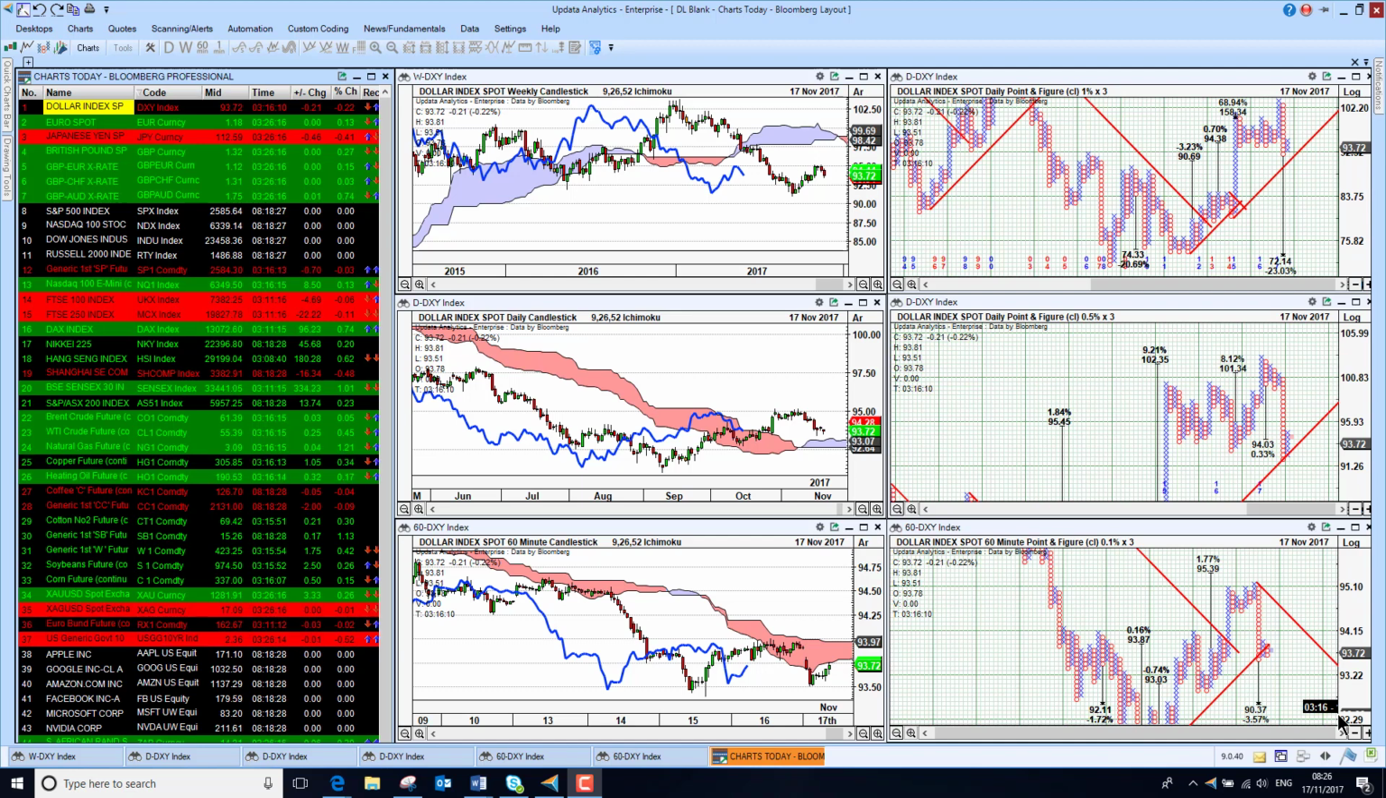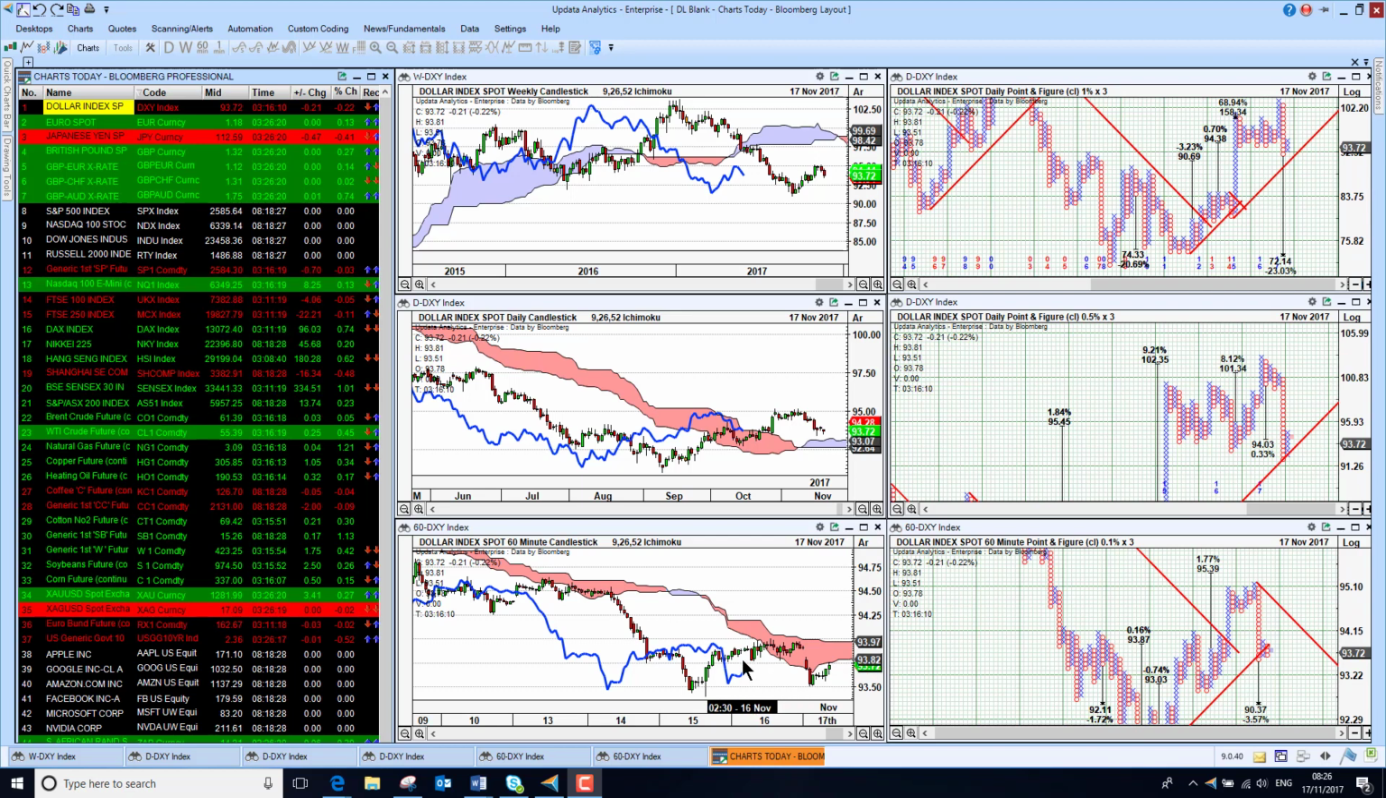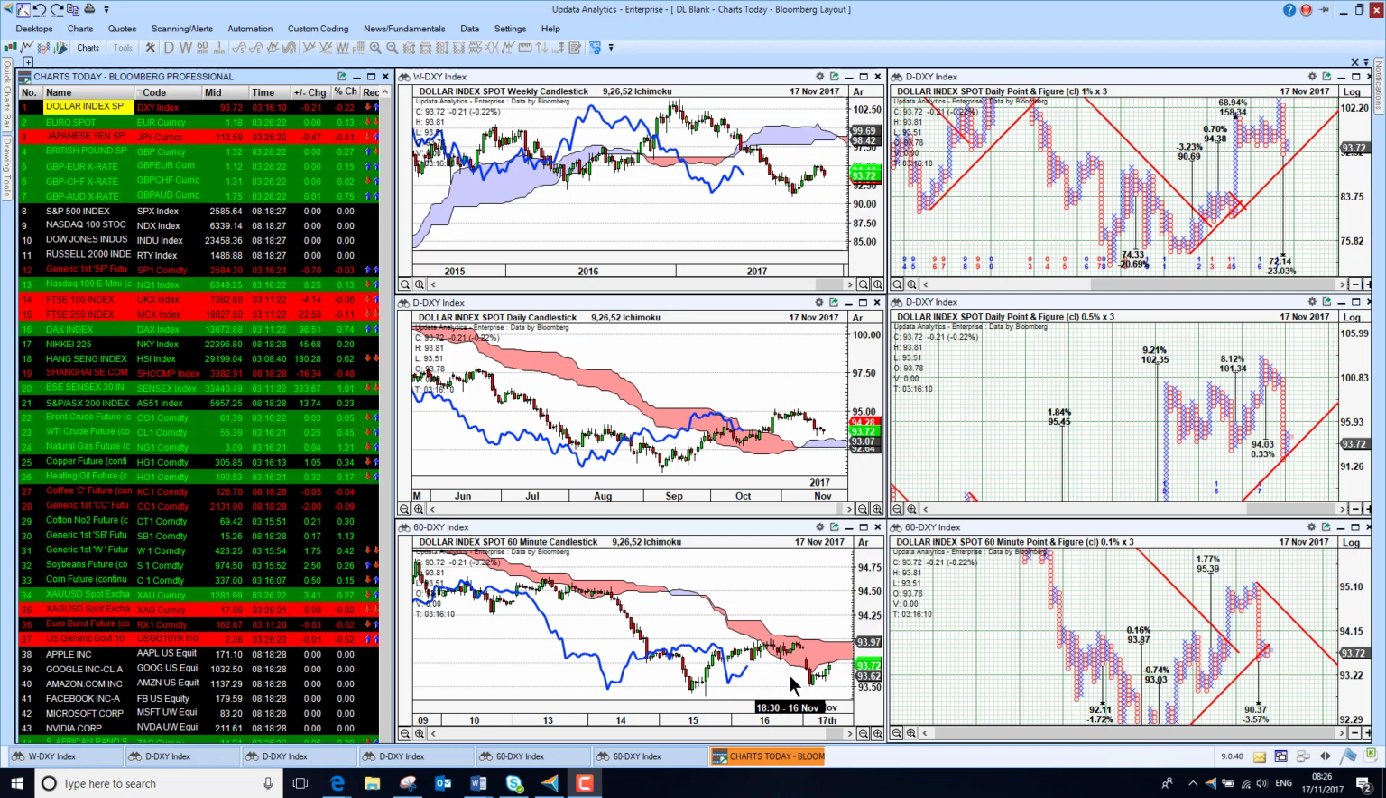Today's edition for Friday, the 17th of November, comes to you from London. And we start by looking at the dollar index, and we see that we're still below the cloud on the 60-minute chart, so short term still bearish.